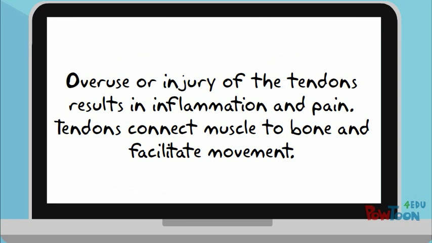Overuse or injury of the tendons results in inflammation and pain. Tendons connect muscle to bone and facilitate movement.